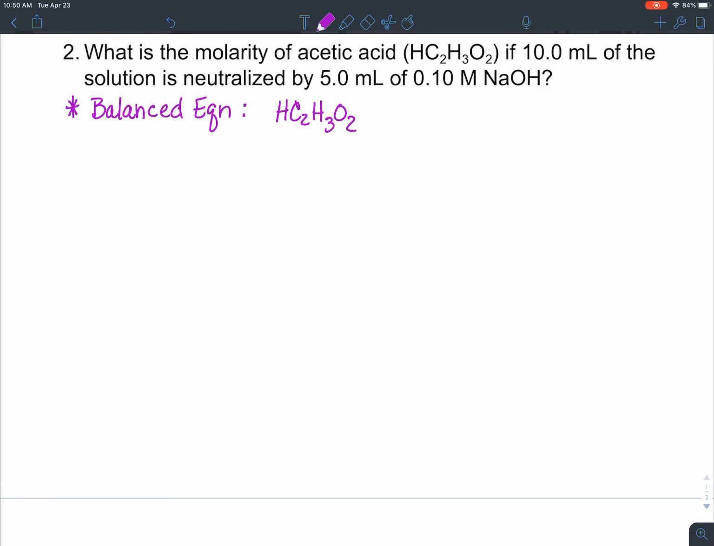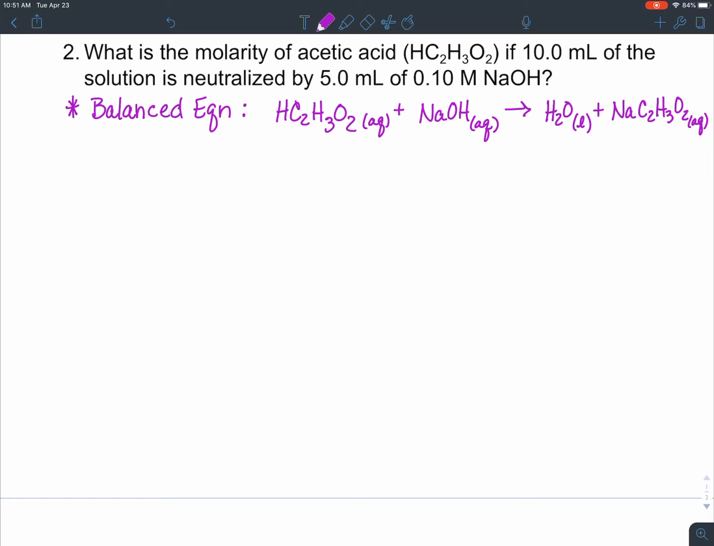So we have our HC2H3O2, which is aqueous, plus our NaOH, which is also aqueous. And those are going to combine to form H2O, which is liquid, and then sodium acetate, NaC2H3O2, which will also be aqueous. Those are actually spectator ions.